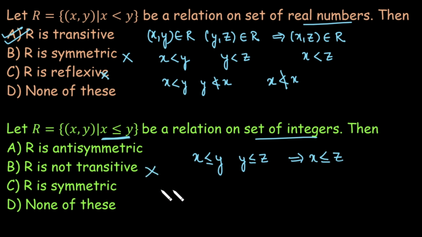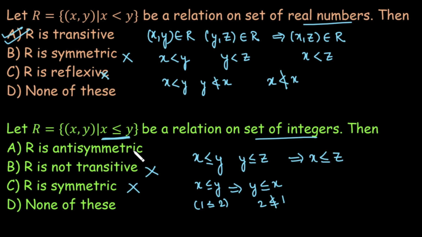Whether this is symmetric: if x is less than or equal to y, can we say that y is always less than or equal to x? No, because 1 is less than or equal to 2, but 2 is not less than or equal to 1. So it means it is not symmetric.